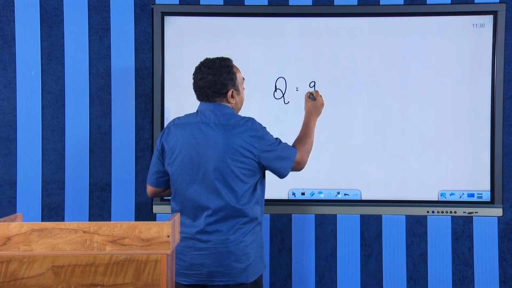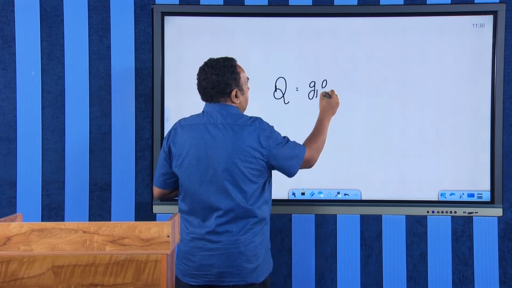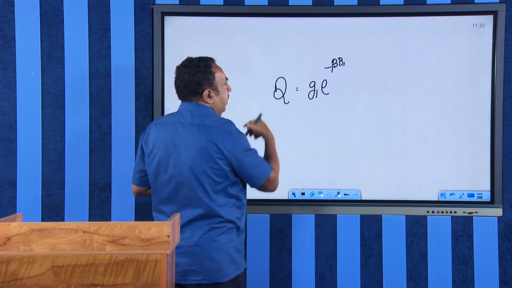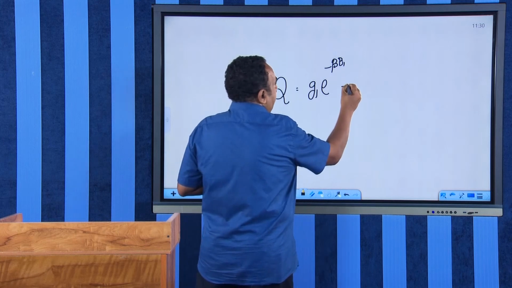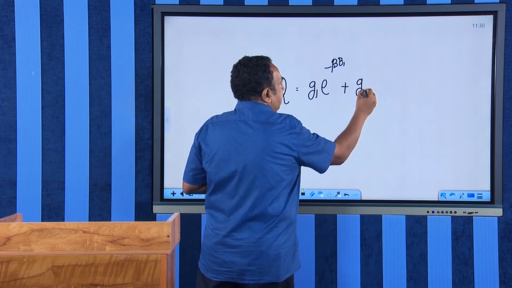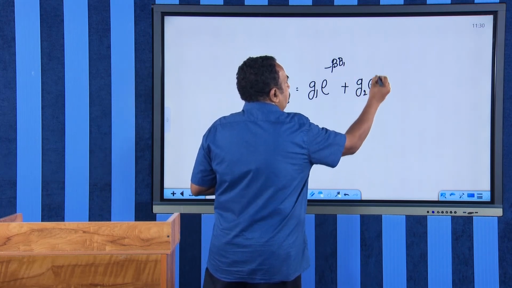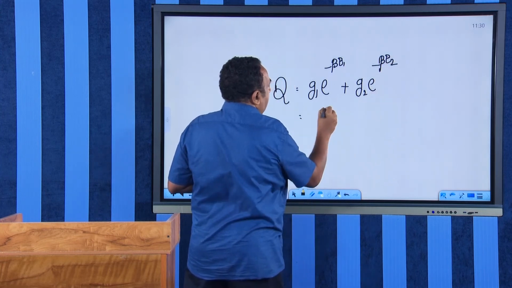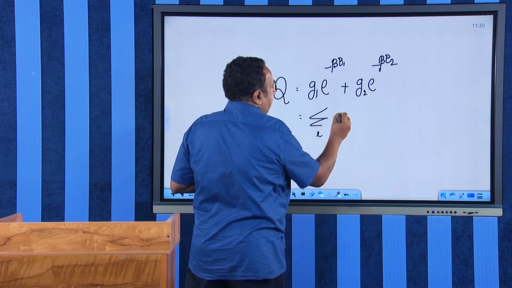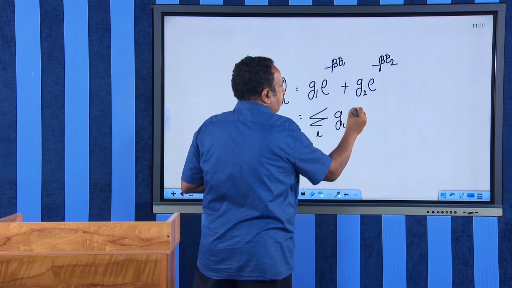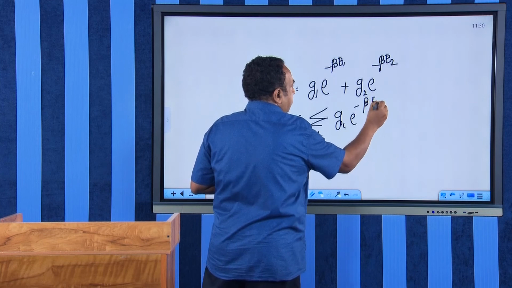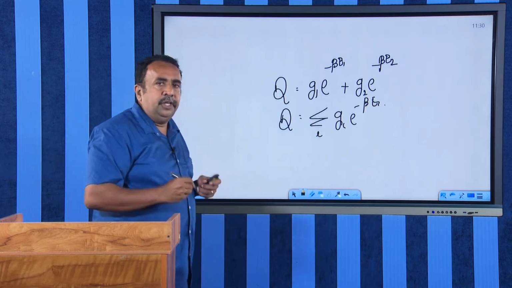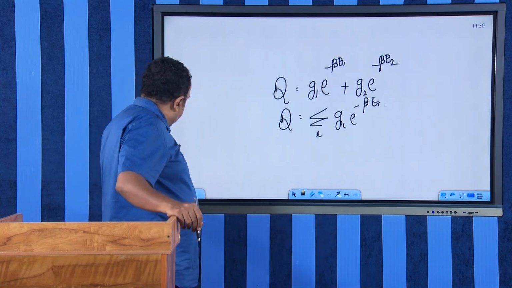Therefore, I can write g1 e raised to minus beta E1 for the first case, where E1 has a degeneracy g1. If my second energy has a degeneracy g2, I can write g2 e raised to minus beta E2, and in general I can write this as the sum over i of g_i e raised to minus beta E_i. Therefore, this is the new expression for the partition function.